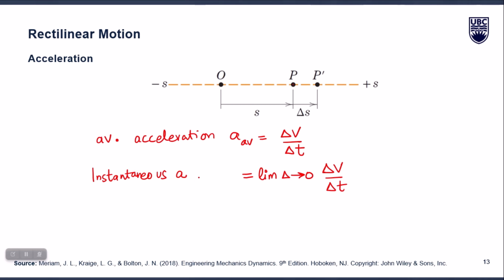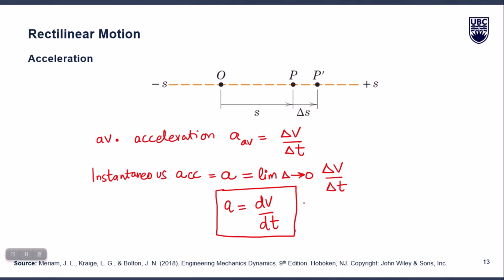and let's denote it with small a, right? And that again will become a is equal to dv by dt, the first derivative of velocity with respect to time, right? So that again will be a fundamental relationship which you will be using again and again in this chapter.